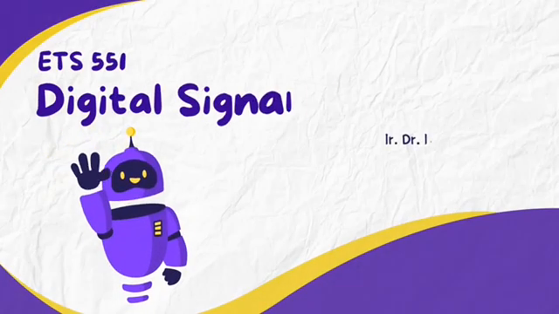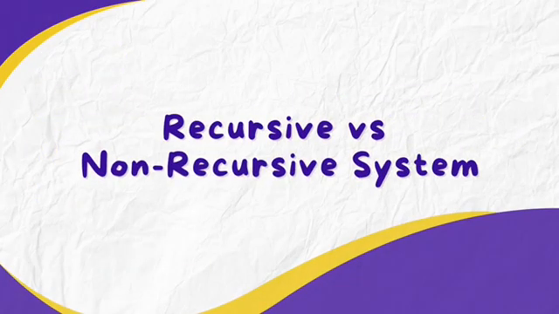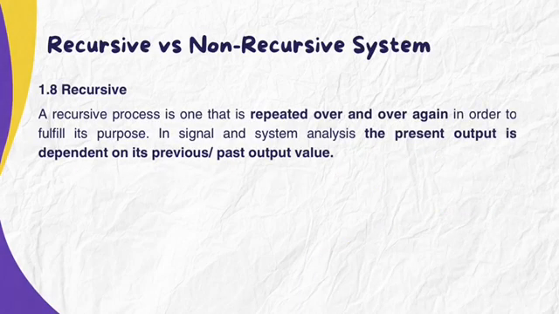ETS 551, Digital Signal Processing: Recursive versus non-recursive systems. A recursive process is one that is repeated over and over again in order to fulfill its purpose. In signal and system analysis, the present output is dependent on its previous or past output value.